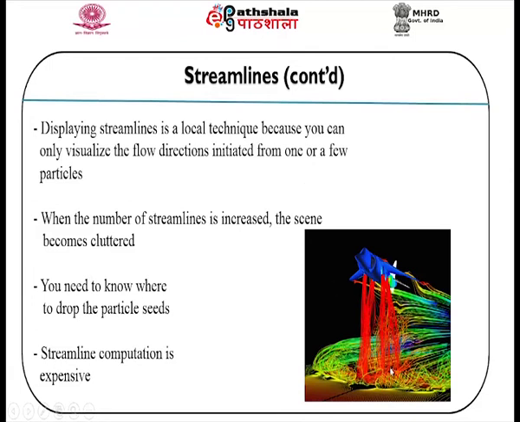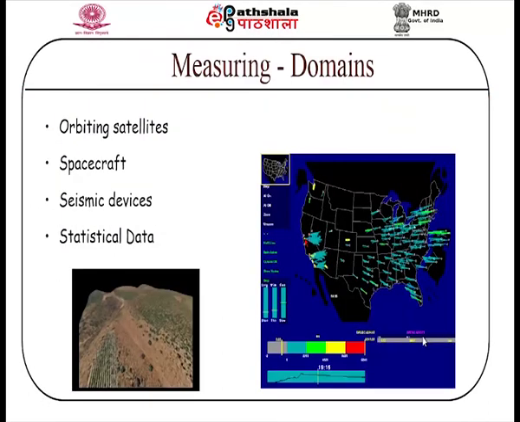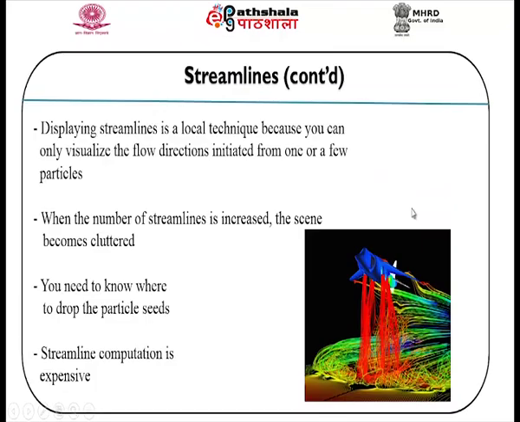If you look at the visual, you can really understand that as the number of streamlines increases, the entire visual structure is more cluttered. And the computation is also highly expensive; mathematically, the number of computations that need to be performed is also very high in this case.